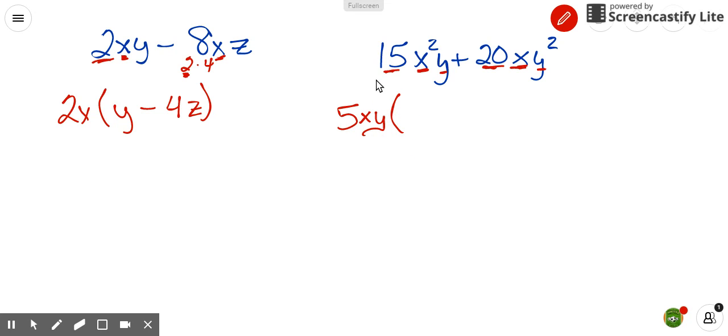Now, what does that leave me? If we take out a factor of 5, that would leave me a 3 here. If I take out one factor of x, that would leave me 1x left. If I take out the one factor of y that I started with, I would have no y's remaining here. Plus, take out the factor of 5, take out a factor of x, and take out one factor of y.